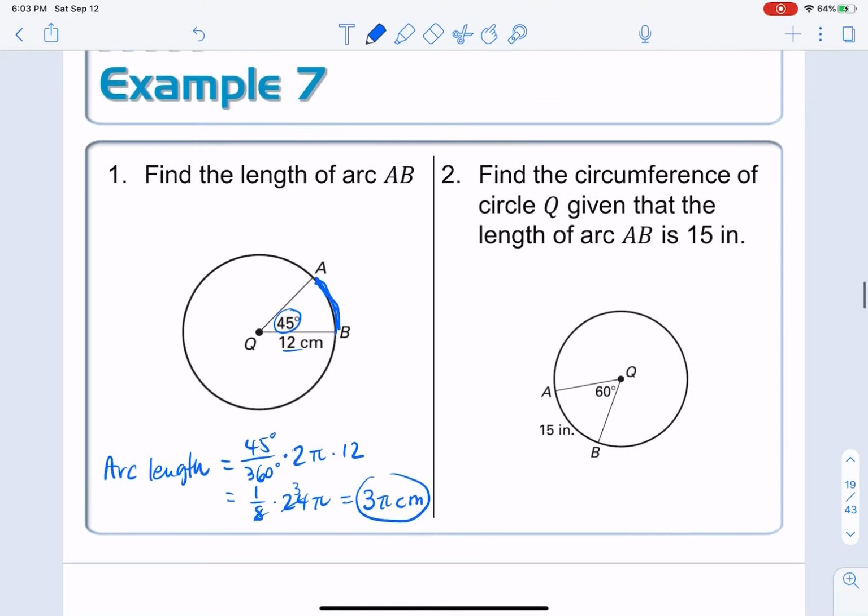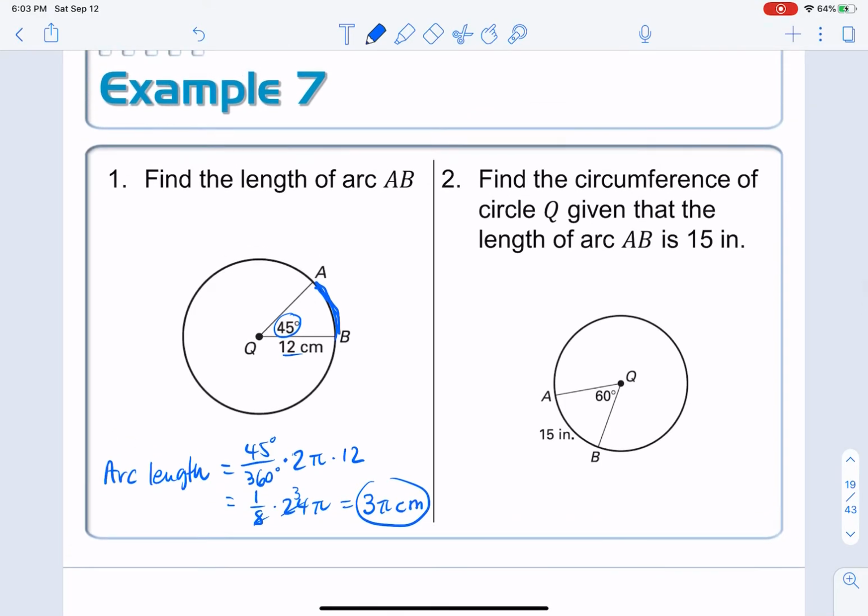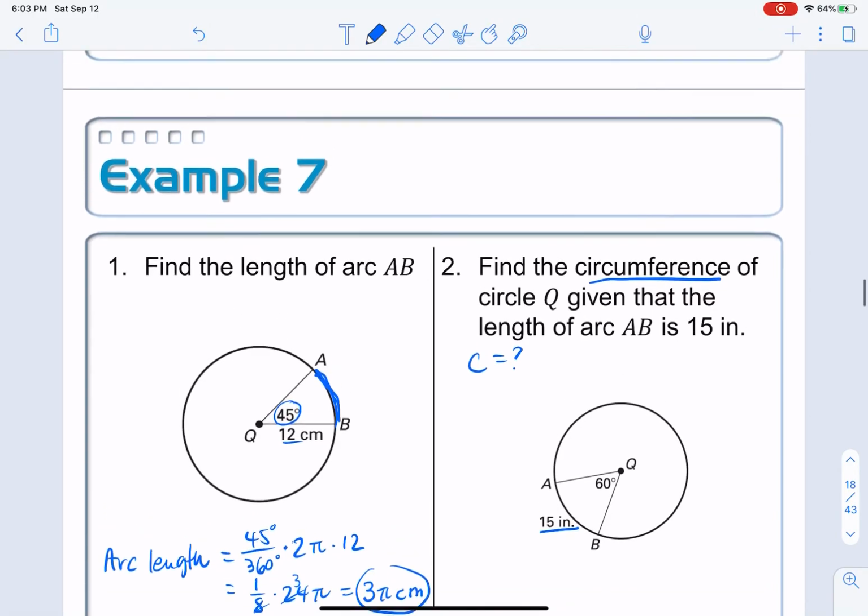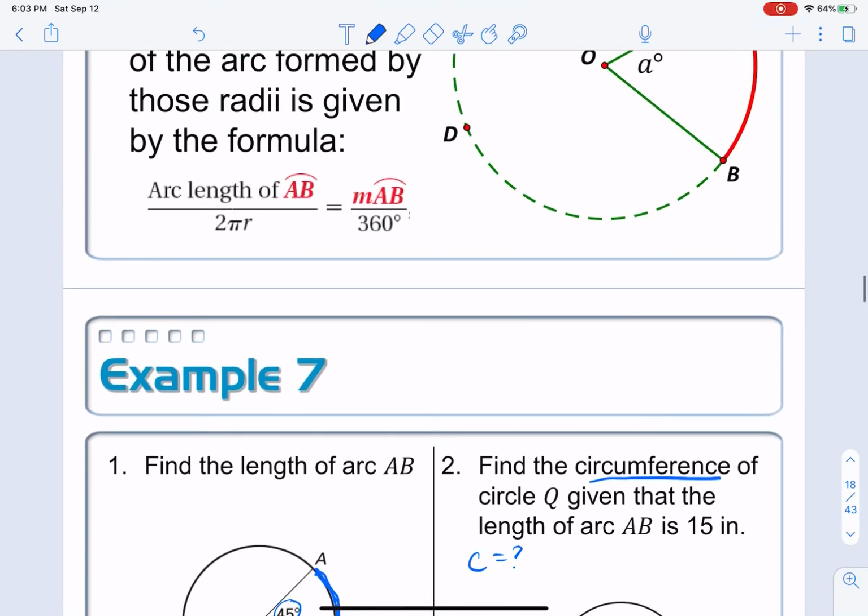All right, let's look over here at number 2. So remember, this one, we're looking for the circumference. That's the unknown. Circumference equals I don't even know. But we have the arc length. The arc length is given to us as 15 inches. So here's an example where I do believe setting up a proportion like this is a little easier to solve.